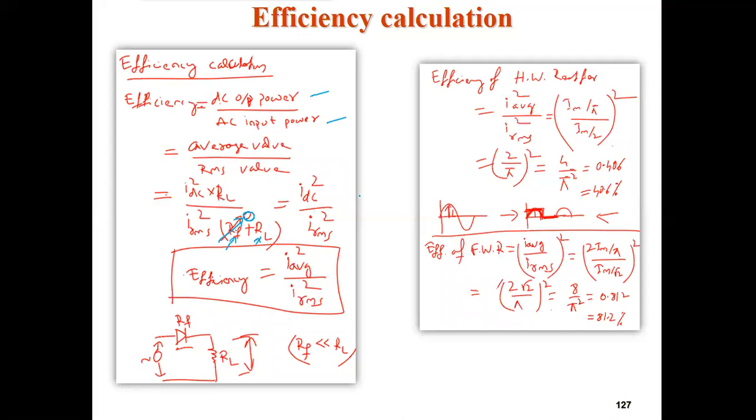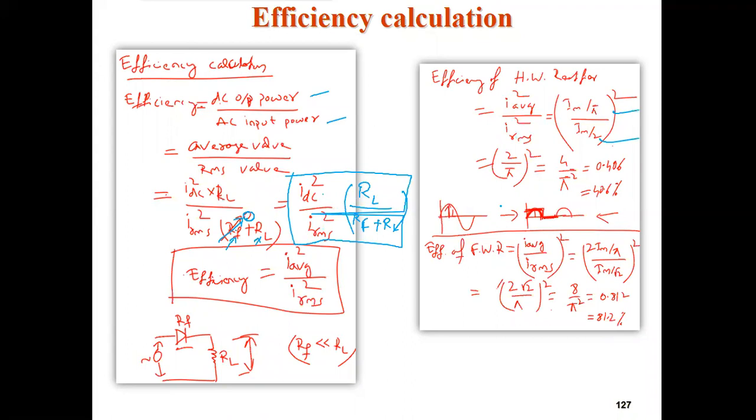If it is not neglected, then it will be IDC square by IRMS square into RL by RF plus RL. So let us say RL and RF are given and the efficiency is asked. Then you can use this complete formula. Now if it is for a half wave rectifier, then you apply the DC value and RMS value of half wave.